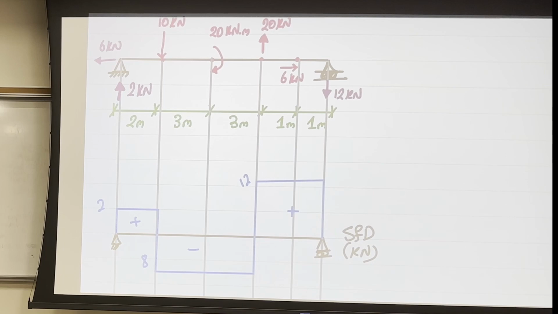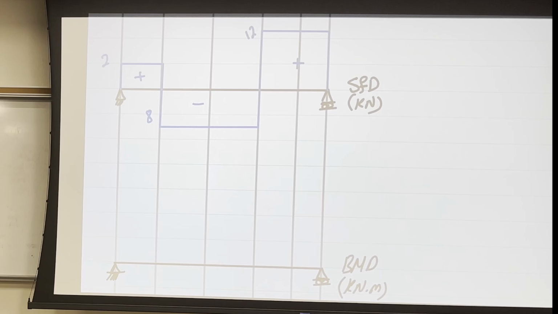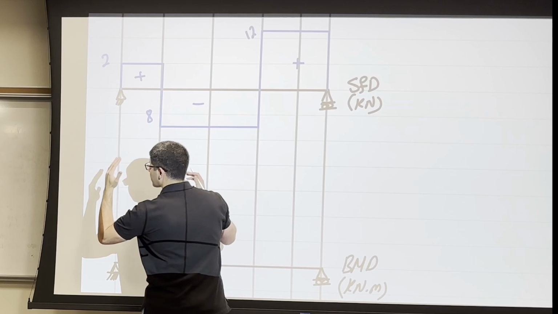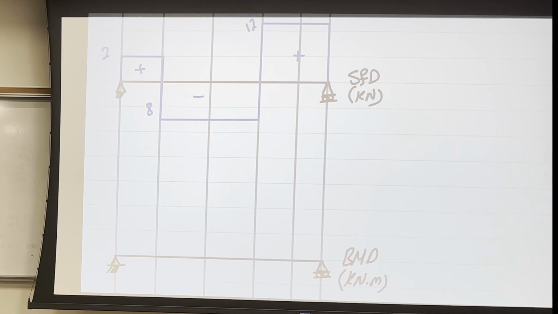Let's now draw the bending moment diagram. To draw the diagram, don't look at the question. Use only the shear diagram to draw the bending moment diagram. So I will start summing the areas, and the areas that I'm going to sum, again, from left to right. I don't want anyone to start from the right to the left. So let's just name some points.